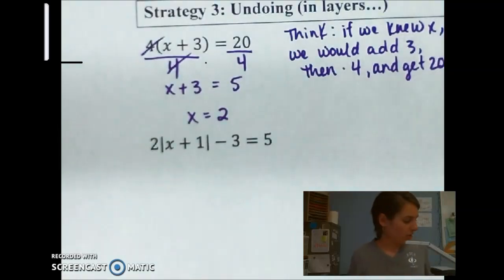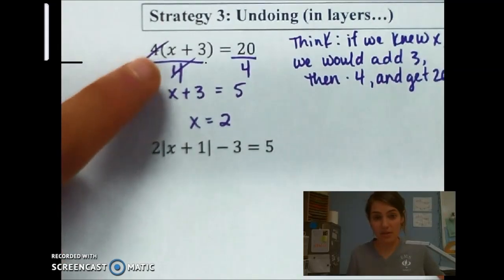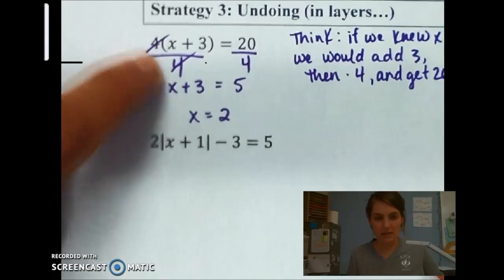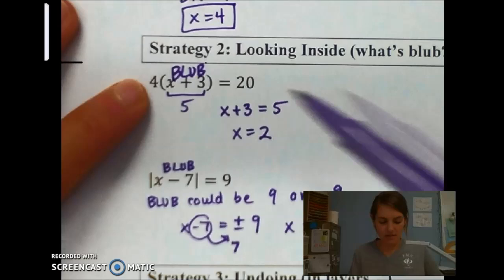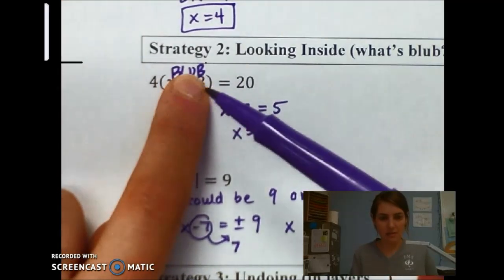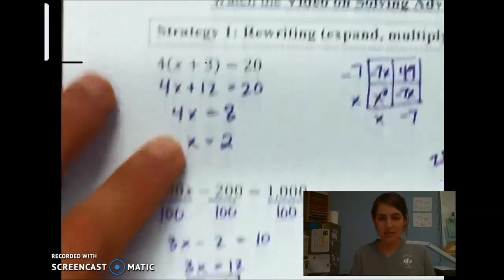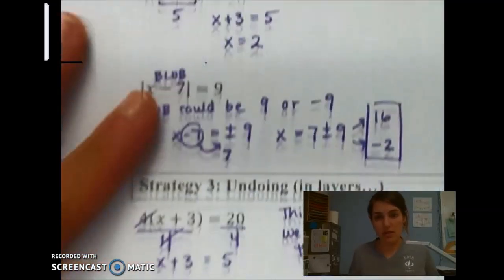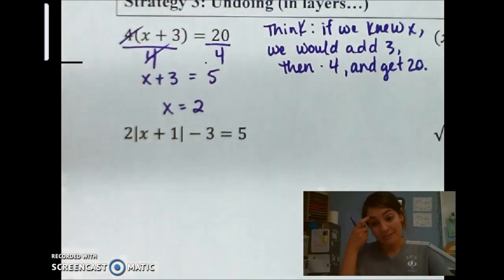So just want to draw your attention to one thing real quick. That equation we have now solved 3 times. So this strategy was undoing, which began by dividing by 4. The strategy looking inside began by covering this up and thinking 4 times blub had to equal 20. And then the top strategy was to rewrite it by distributing the 4 inside. But obviously we still got the answer x equals 2 each time. So that's good. And for that equation, any of those strategies would work equally well.